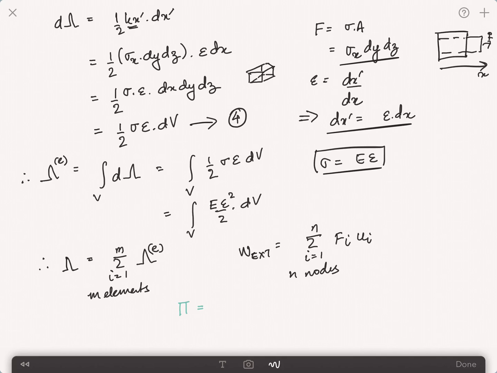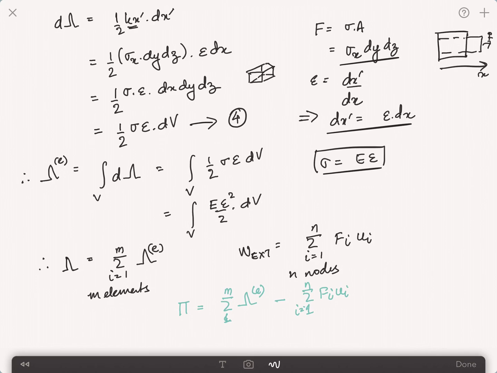So finally, I can now put all this together and say the potential energy of the system, which is given as pi, is equal to the summation 1 to m of the strain energy of the elements minus the summation 1 to n of Fi ui. So that gives you the total potential energy of a finite element discretized system.